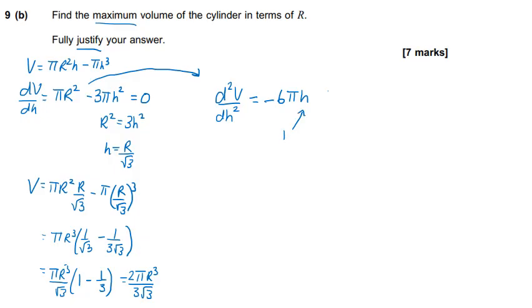Okay, so h is greater than 0. It has to be. The height of a cylinder can't be a negative number. So therefore, because we're multiplying that by minus 6 pi, that must be less than 0. So therefore, it's a maximum.